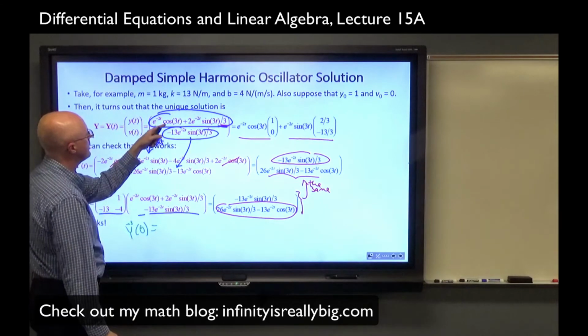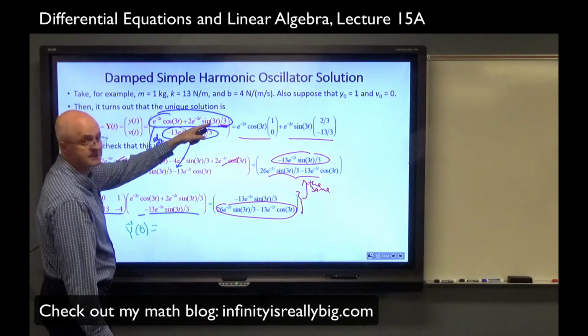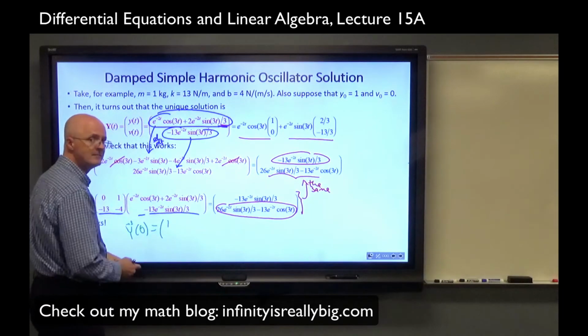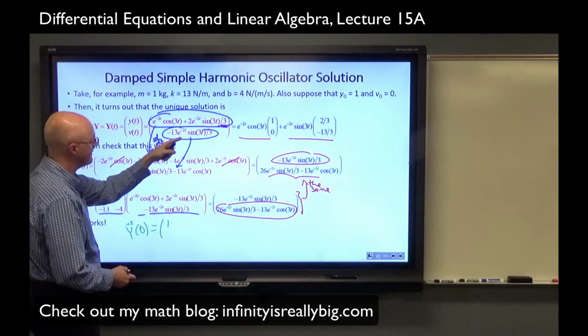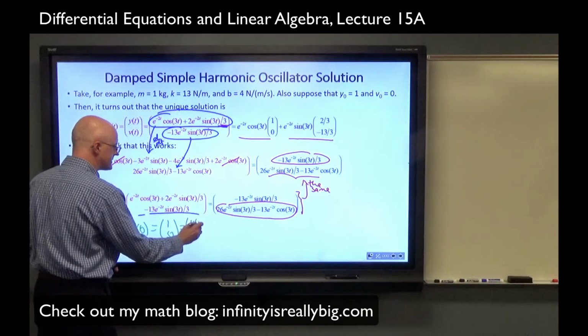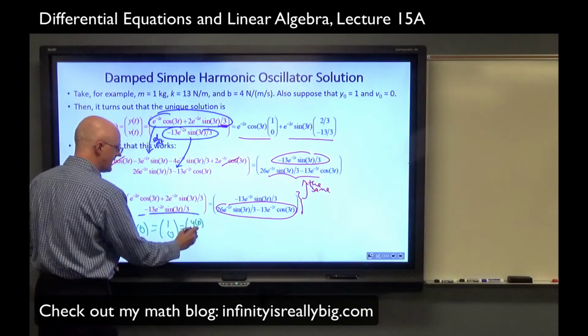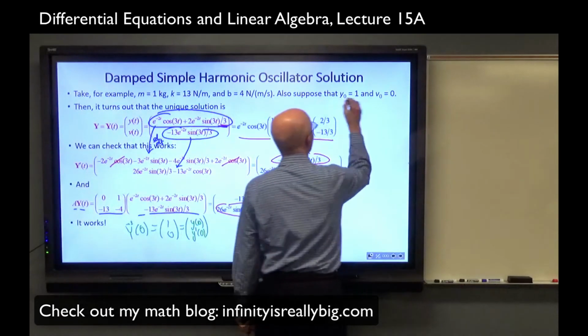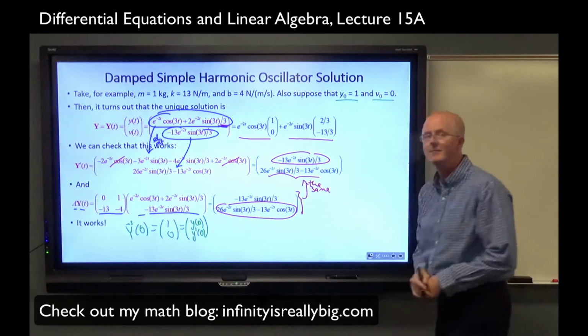E to the 0 is 1. Cosine of 0 is 1. Sine of 0 is 0. This term goes away. Looks like we're left with a 1. Plug in 0 down there, you get a 0. And that is the same as the initial position and the initial velocity. y0 equals 1, v0 equals 0.